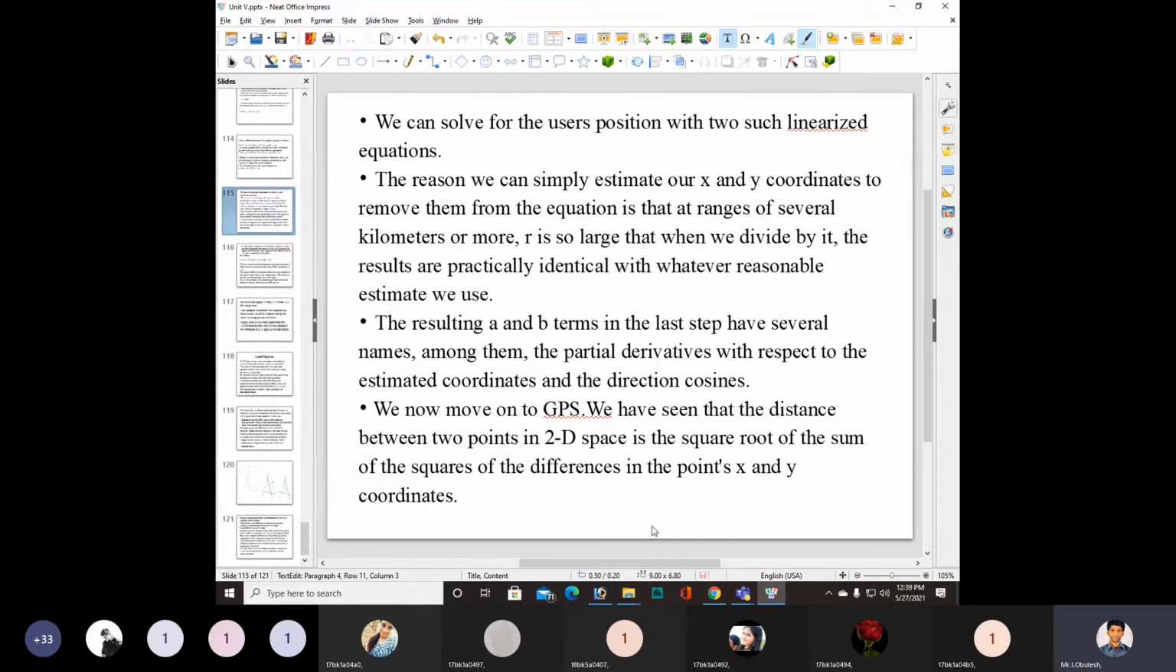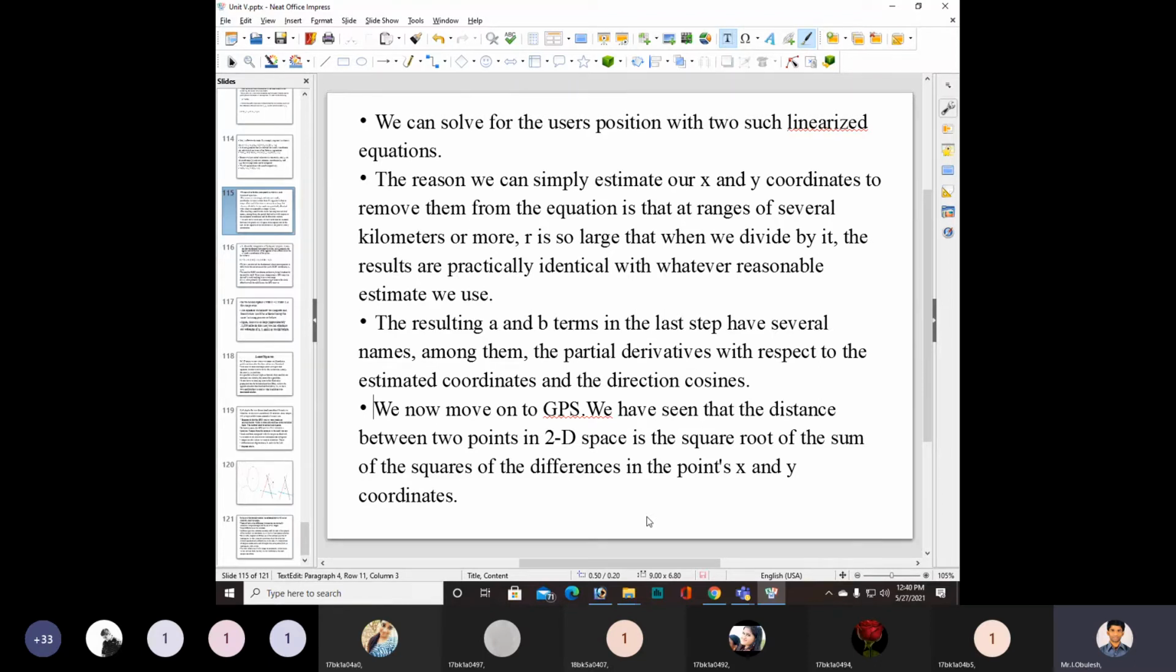The reason we can simply estimate our x and y coordinates, to remove them from the equation, is that at ranges of several kilometers or more, r is so large that when we divide by it, the results are practically identical with whatever reasonable estimates we use.